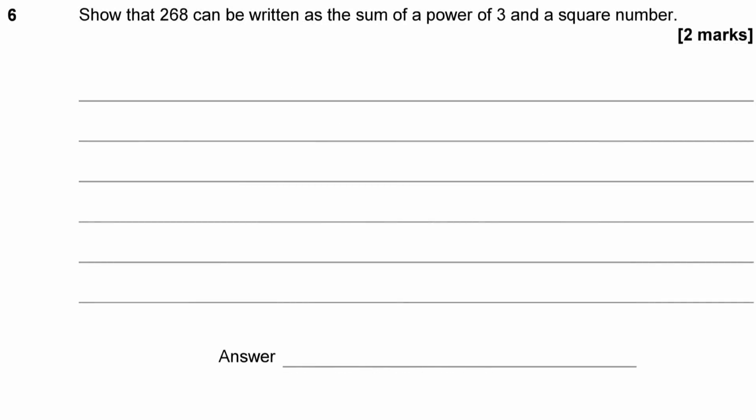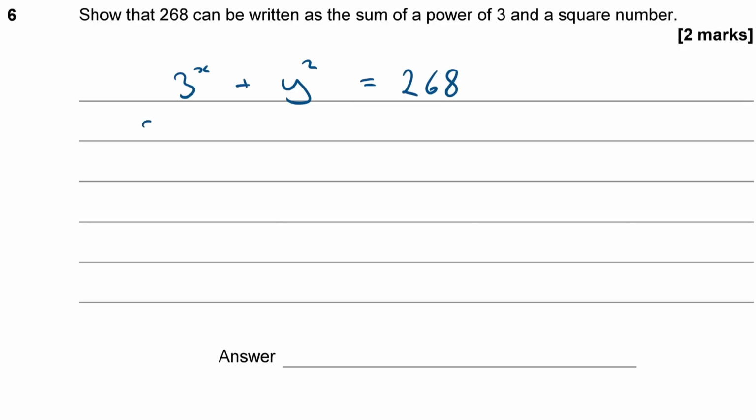Question 6. Show that 268 can be written as the sum of a power of 3 and a square number. Okay, in other words, we need 3 to the power of something plus something squared, and that is going to be equal to 268. Now, probably the easiest way of going about this is just being systematic. Let's start with 3 to the power 1 and then see what the remainder is and see if that's a square number, and then we'll build up our powers until we find the right answer.